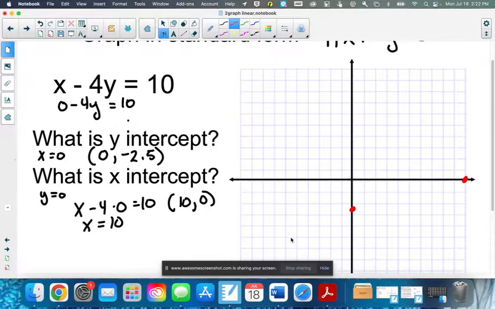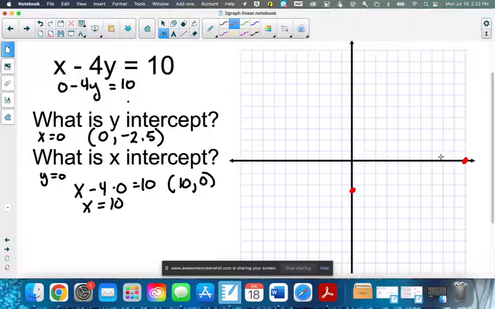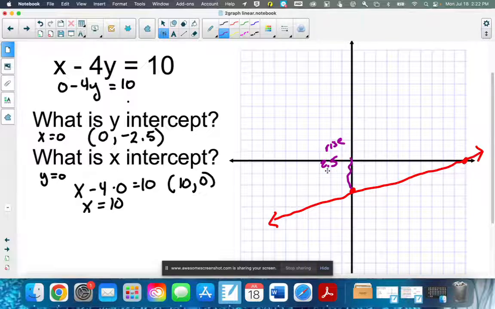Now, I'm not going to be able to do another point just because I've run out of room on my graph. But if I wanted to, I could go up 2.5 more and 10 more to the right. So let's connect our dots. Hopefully it'll be nice and straight. And arrows on the end, and we're all done. But again, like I said, if we wanted to get the slope, you're rising 2.5 and you're running 10.